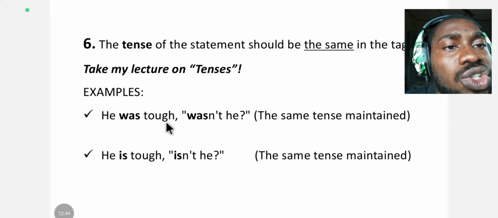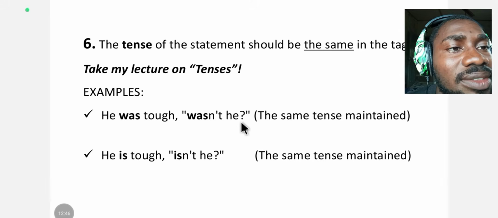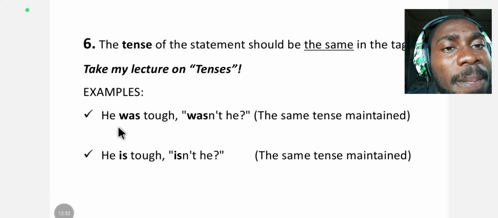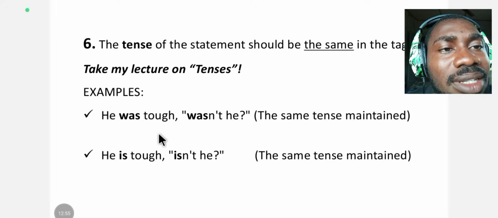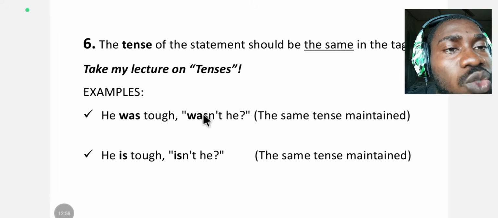Example, he was tough. Wasn't he? The statement tense was maintained. The same tense was maintained, okay? He was is a past tense. If you look at the question tag, it was maintained here. Wasn't he?